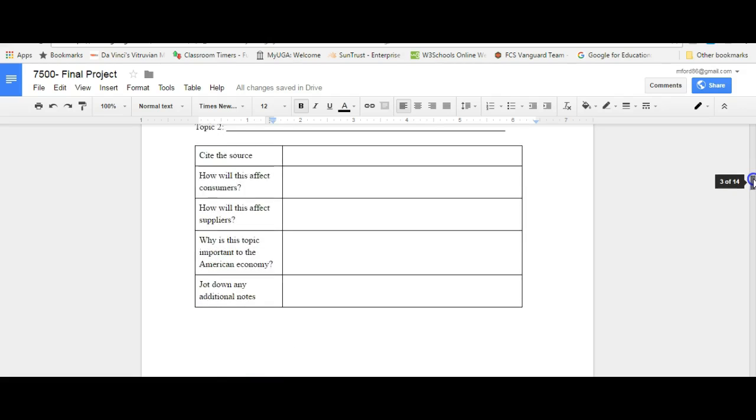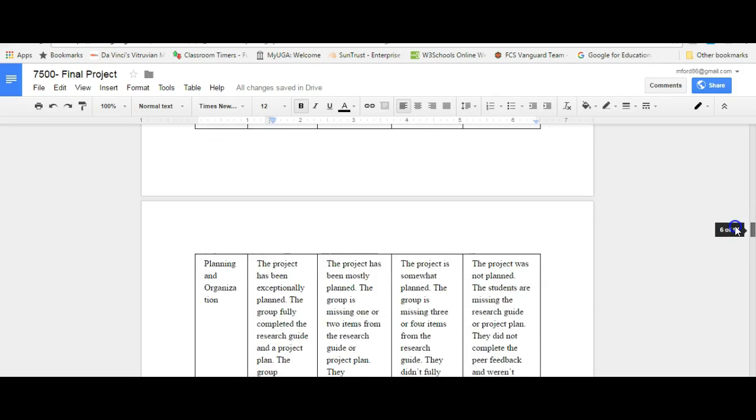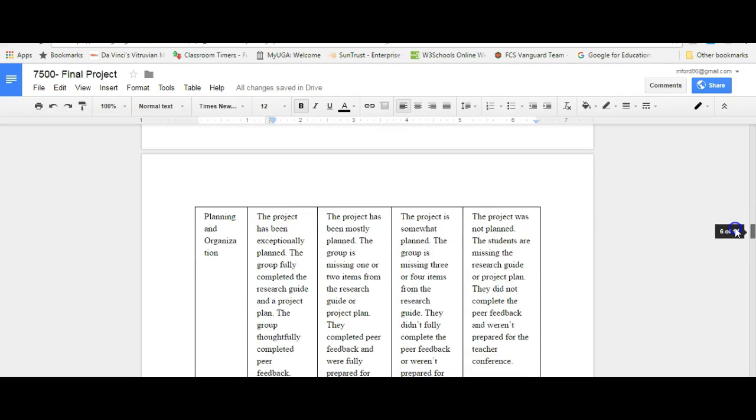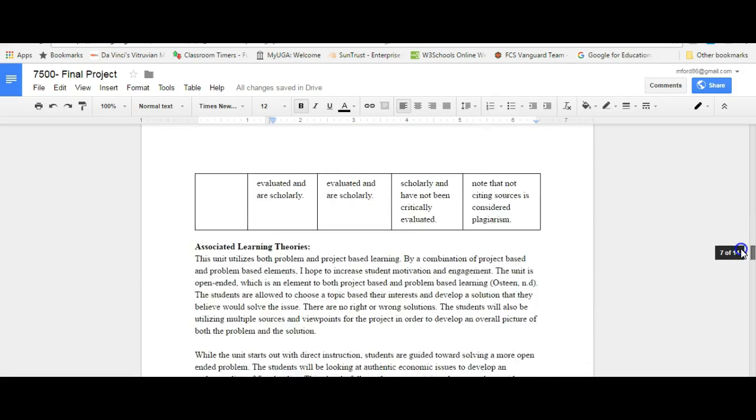So here's the research guide. Here's our campaign project. And a rubric, which is part of project-based learning because it kind of gives them an idea of what their actual project should be like.